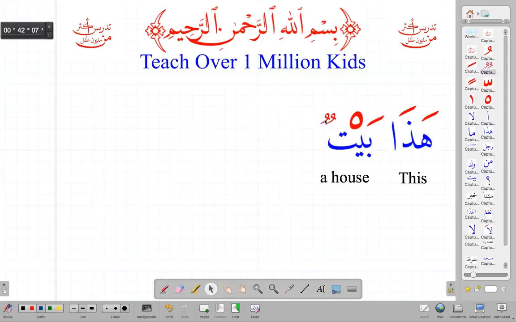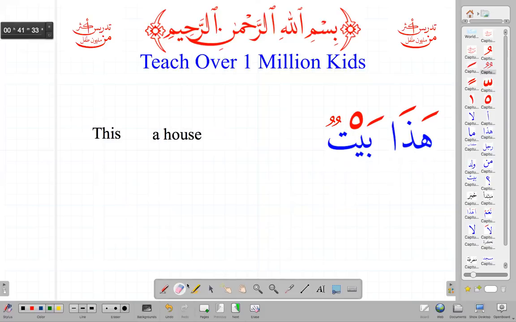Good. هَذَا بَيْتٌ. These are the parts, yeah? هَذَا means this, and بَيْتٌ means a house. Okay? So if we try to read this sentence in English, we are going to say, this a house.